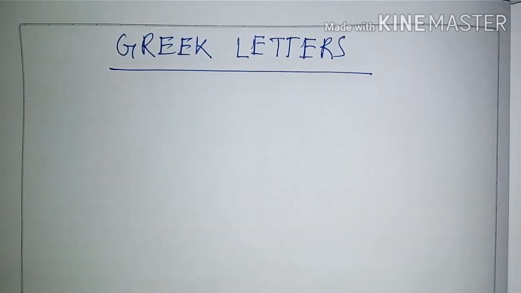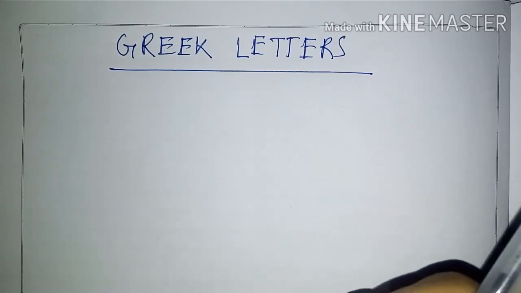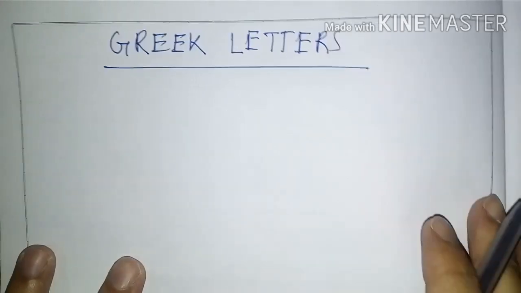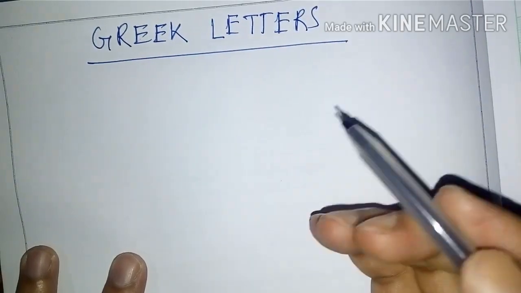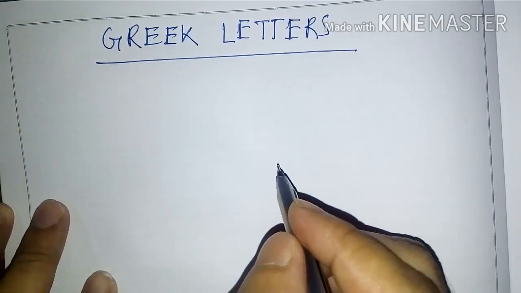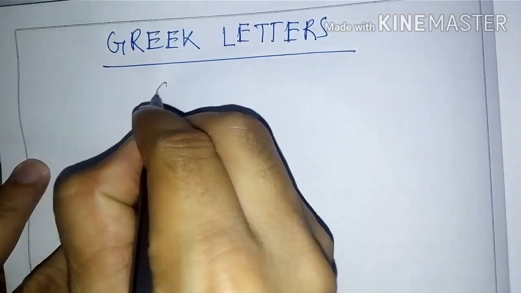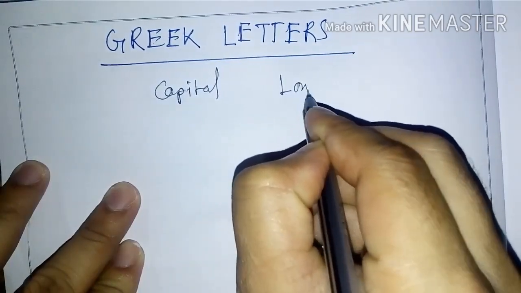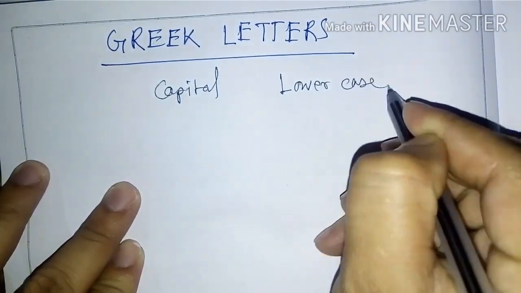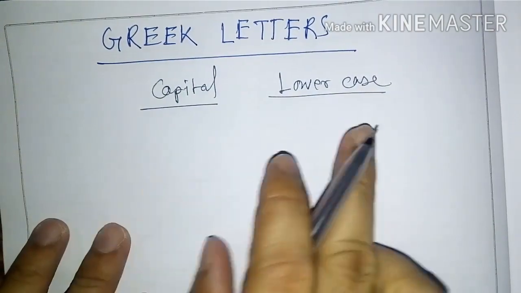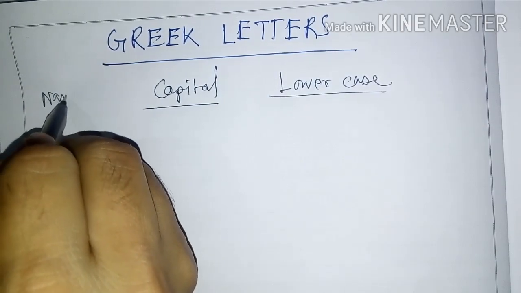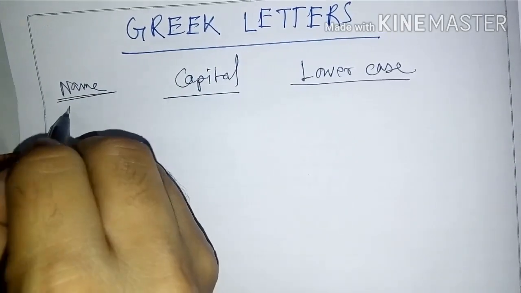This is a topic on Greek letters. Some students cannot understand Greek letters, so you have to see this. Each letter has a capital and a lowercase form, which means a capital letter and a small letter. Suppose this is the name here: alpha.